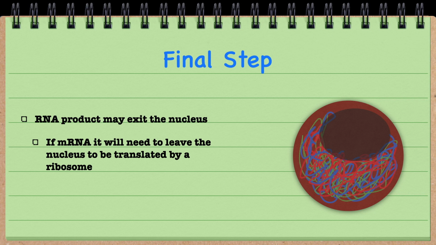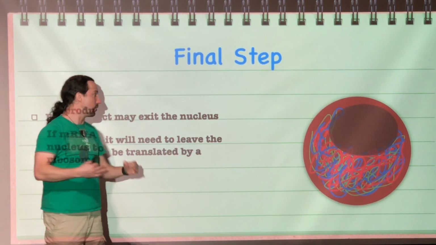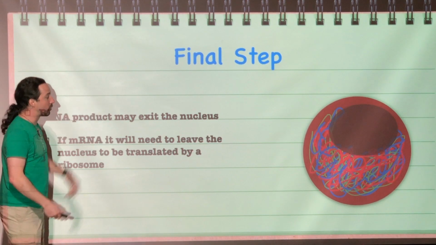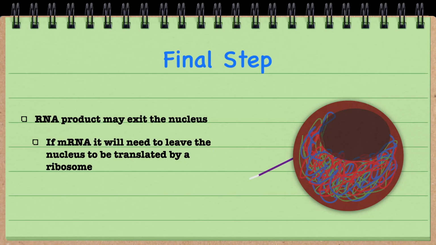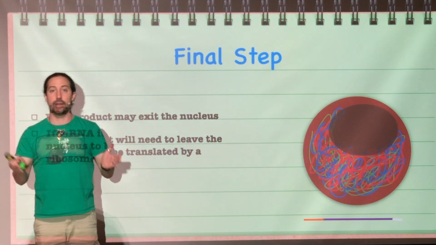The messenger RNA now is going to exit the nucleus. Not all RNA necessarily will exit the nucleus, but mRNA will exit the nucleus, and it will have to leave through a nuclear pore. That way it is now in the cytoplasm where translation can begin.